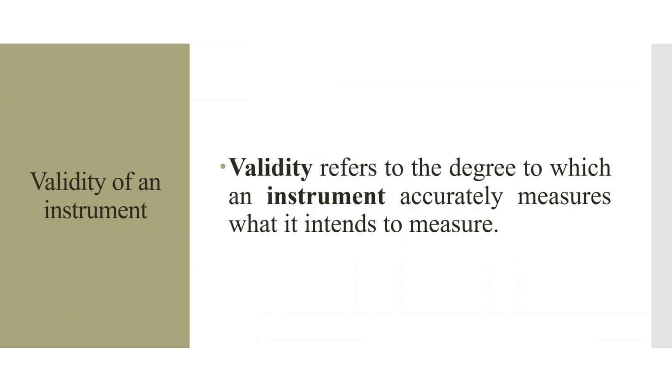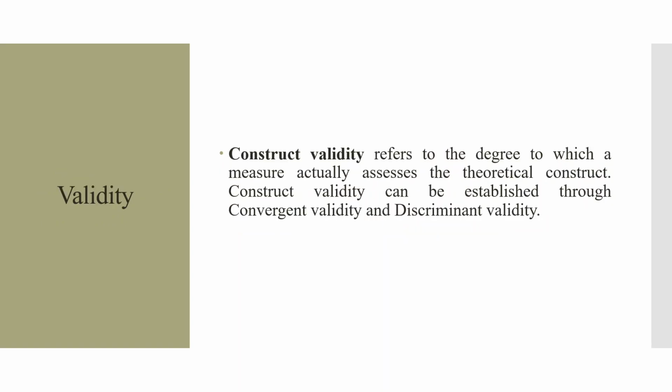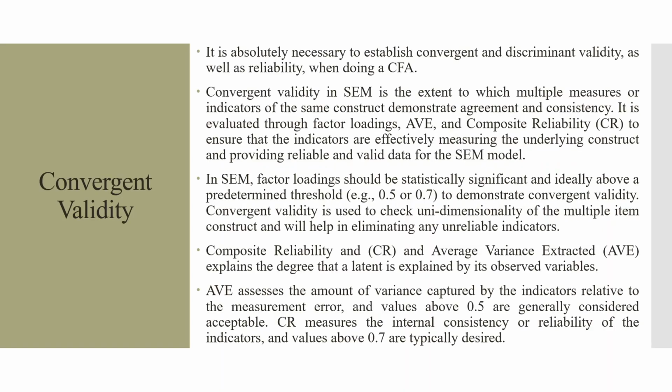Validity refers to the degree to which an instrument accurately measures what it intends to measure. Construct validity refers to the degree to which a measure actually assesses the theoretical construct. Construct validity can be established through convergent validity and discriminant validity. Let's understand the convergent validity.